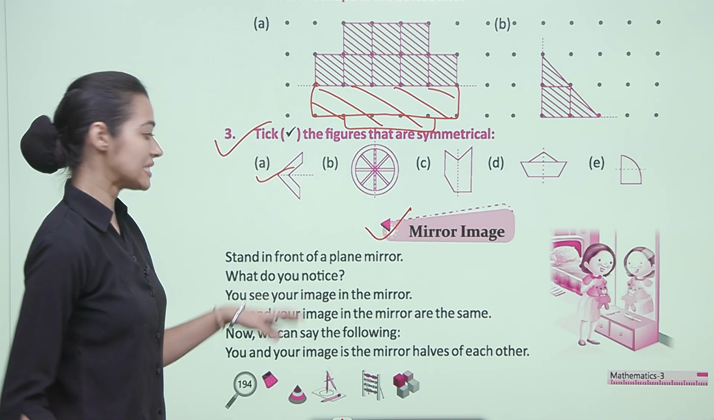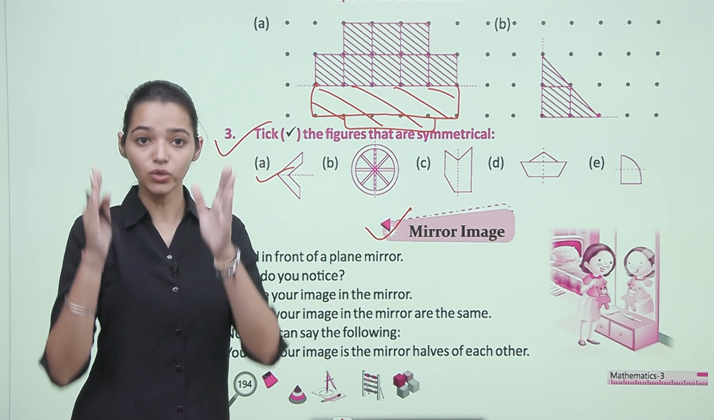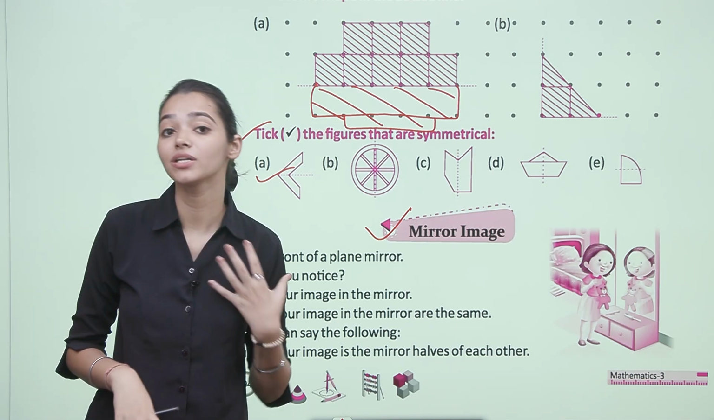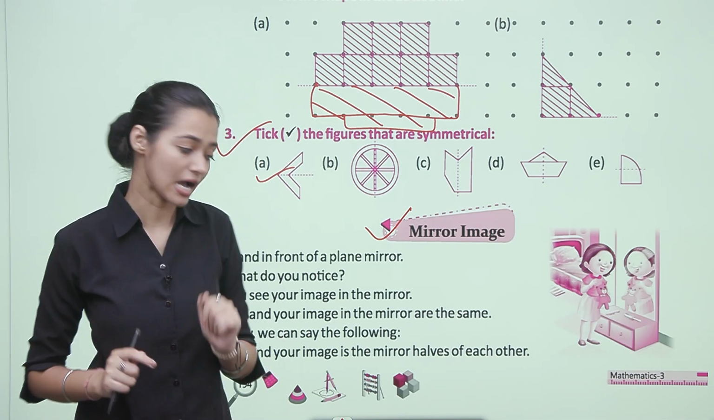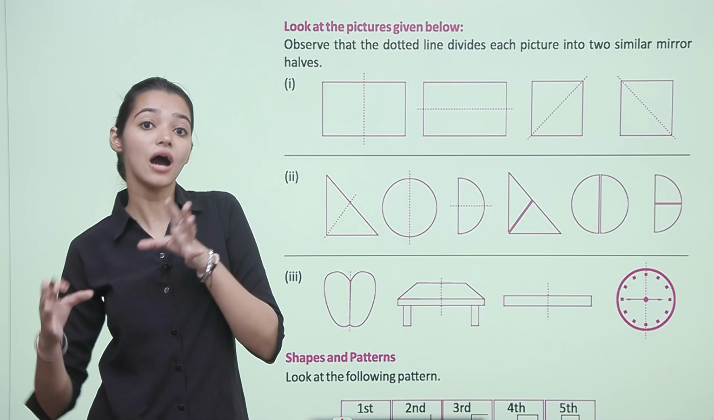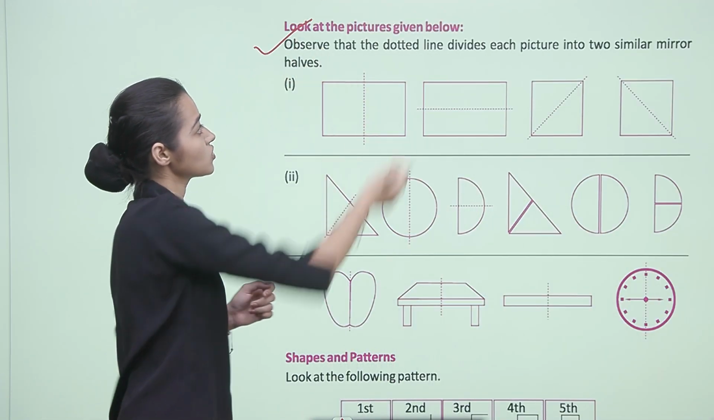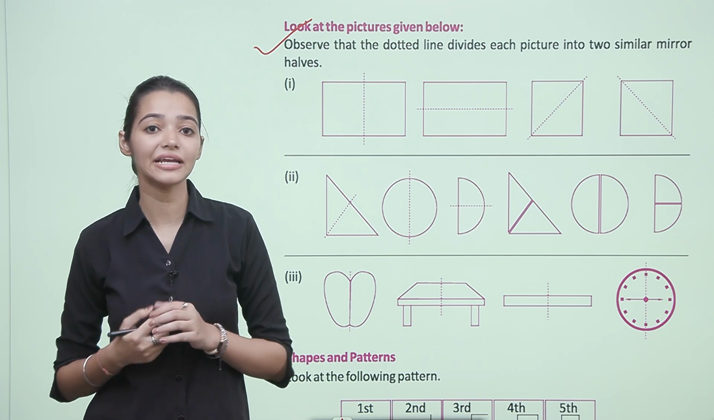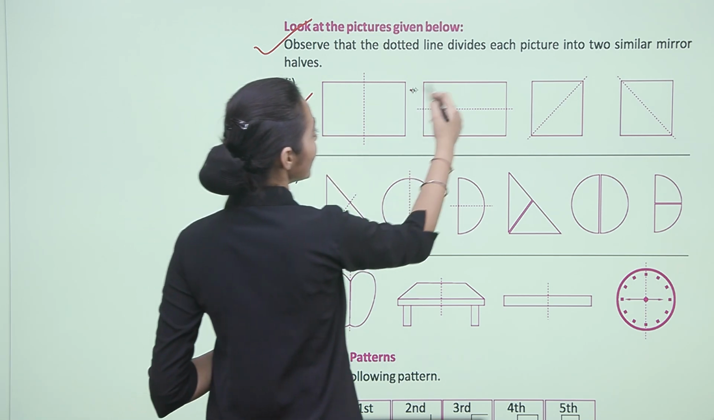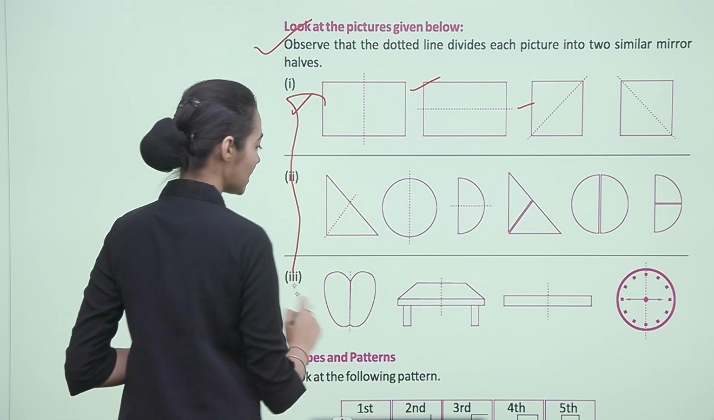Mirror image. Stand in front of a plain mirror. What do you notice? You will see an image of yourself in the mirror. Now you and your mirror image are always the same, but we can say that your image and you are the halves of each other. Now look at the pictures given below. Observe the dotted lines divide each picture into similar halves. They all are dividing each picture into similar halves.